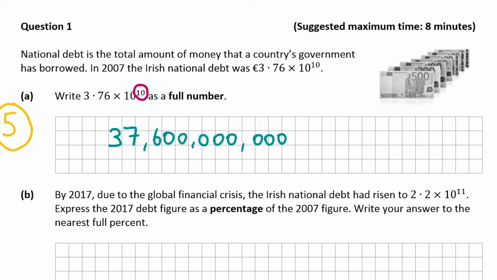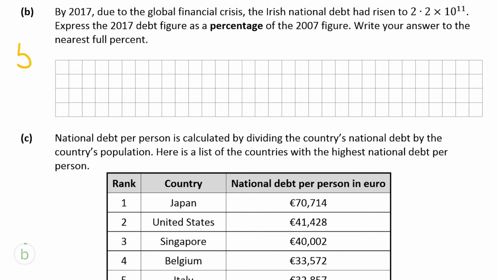So now let's have a look at part B of the question, which is also worth 5 marks. Question B tells us that by 2017 the Irish national debt had risen to 2.2 times 10 to the power of 11, and it asks us to express this 2017 debt figure as a percentage of the 2007 figure, to the nearest full percent. So the first thing we want to do is write 2.2 times 10 to the power of 11 as a full number, which means that the decimal point will move to the right 11 places, which will give us 22 followed by 10 zeros.